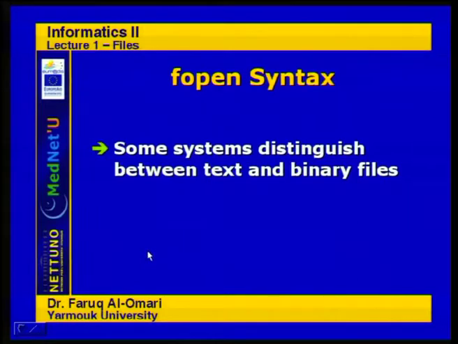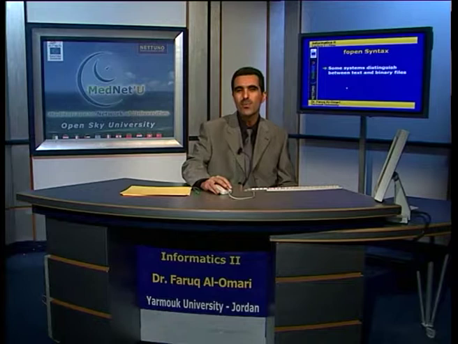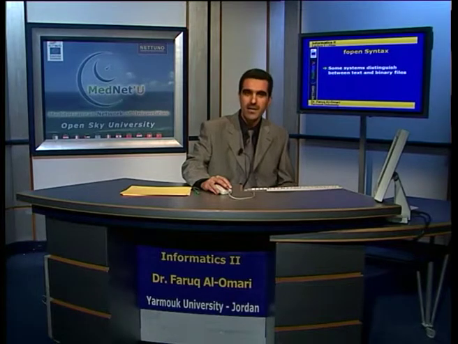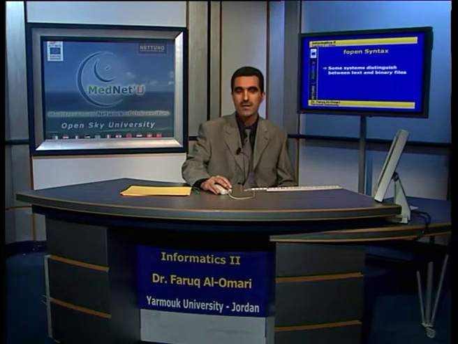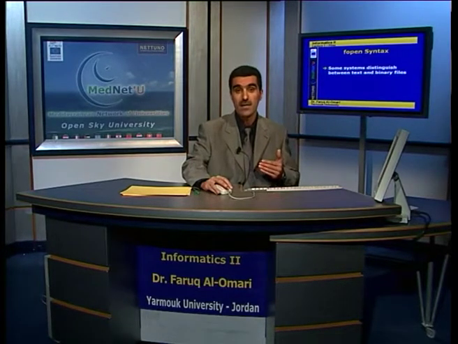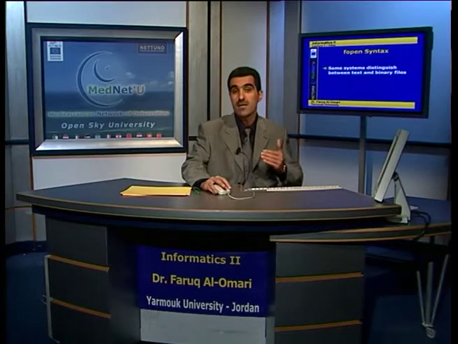Some systems actually distinguish between text and binary files, and that has to do with the way data and characters are physically stored inside the memory. There are the so-called Little Endian and Big Endian architectures, and I assume you folks are aware of that. That means the order in which data is stored in the file. In characters, you take them as they come.